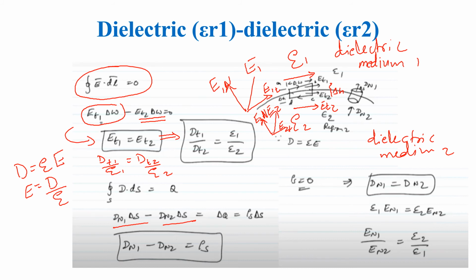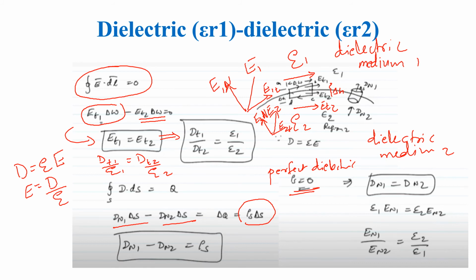Equal to Q, but Q can be written as rho S times delta S. So delta S can be taken outside and cancels. That gives Dn1 minus Dn2 equal to rho S. But we know that for a perfect dielectric, rho S equal to 0. No charge density occurs for a perfect dielectric. So that gives Dn1 minus Dn2 equal to 0, or Dn1 equal to Dn2.